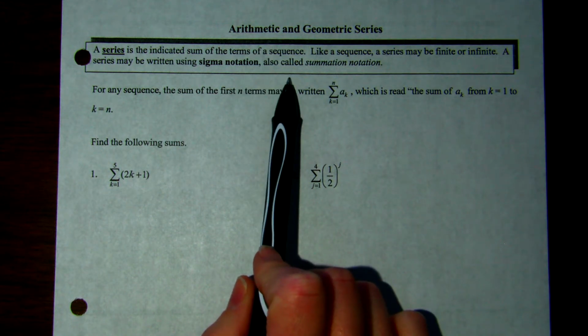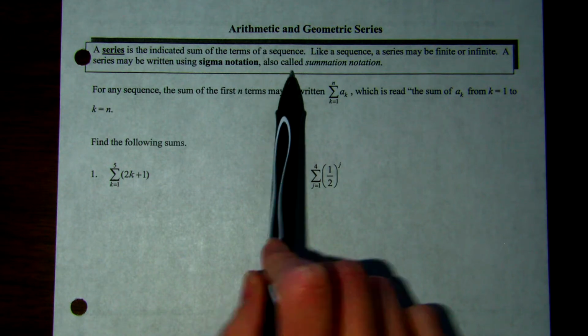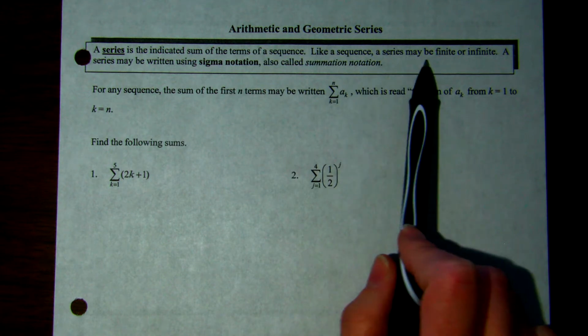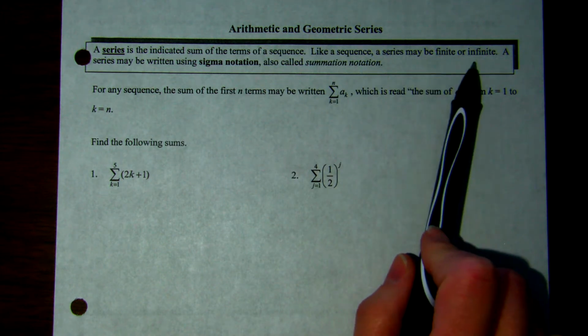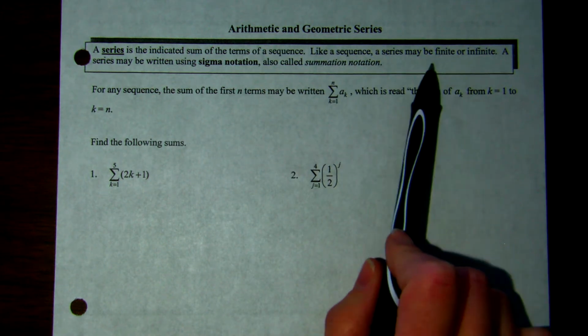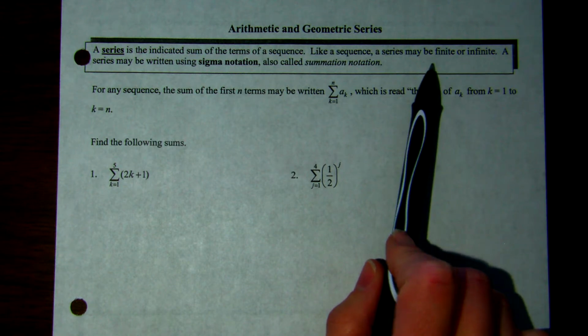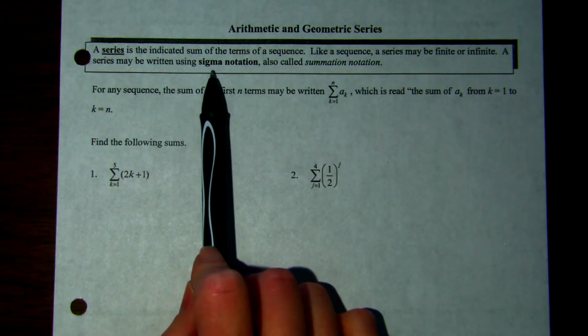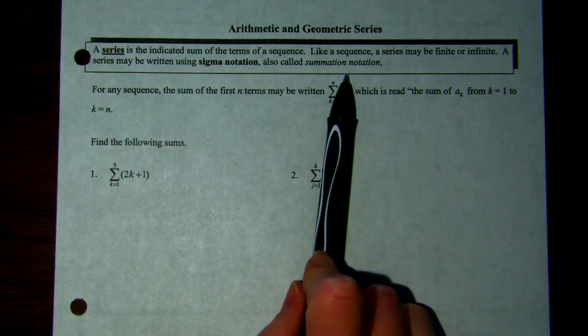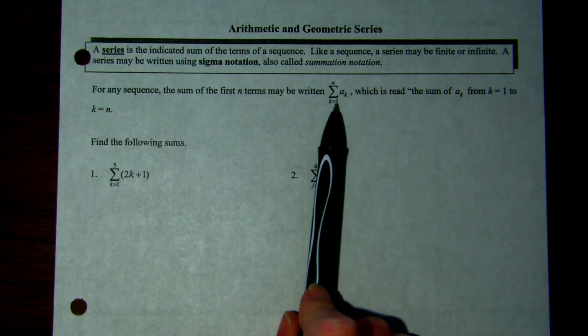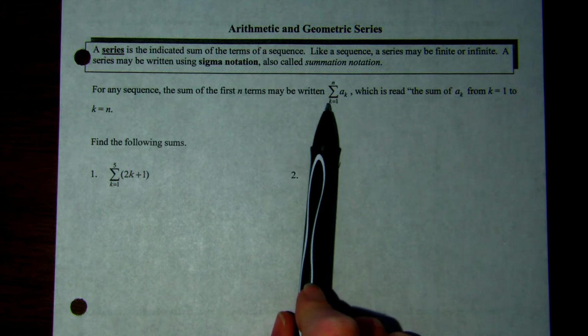So with a sequence, you're going to have a list of numbers, and with a series, you're going to have one big number at the end where you added up all of the numbers in the sequence. All right. Like a sequence, a series may be finite or infinite, so it could stop or it could go on forever. And a series may be written using sigma notation, also called summation notation. And that's this funny thing right here. It's called a sigma. That is the Greek letter. And in math, we use that to indicate a sum.